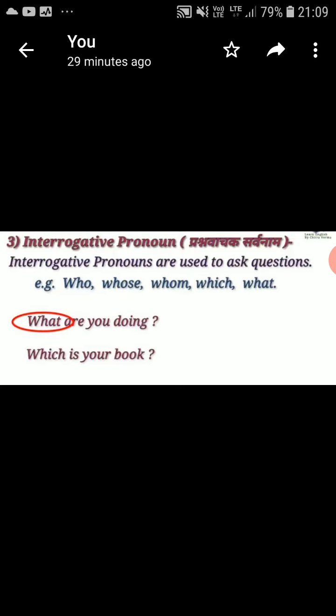Examples are given here. What are you doing? Which is your book? So children, there's one common thing you have to point out: when we use an interrogative pronoun, after the interrogative word no noun is mentioned.